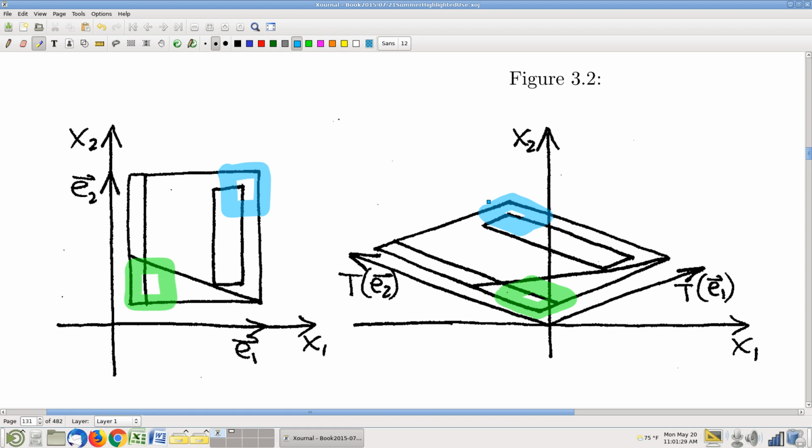So anyway, I don't want to prove that. It's a little bit of algebra, but I think that's a nice interpretation to have in your understanding of linear transformations. Okay. All right.